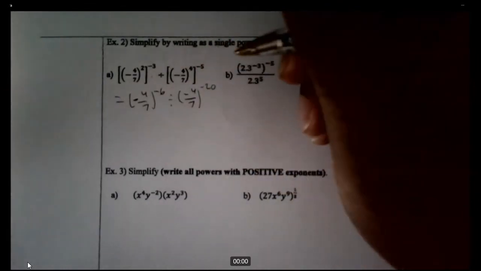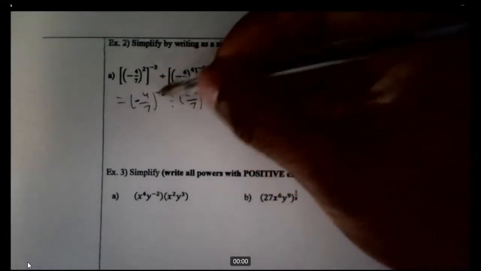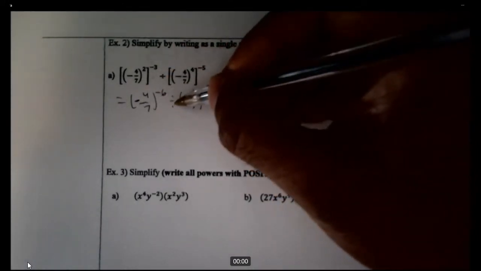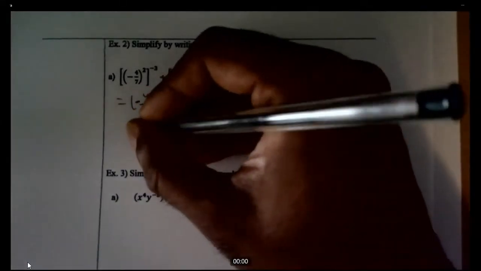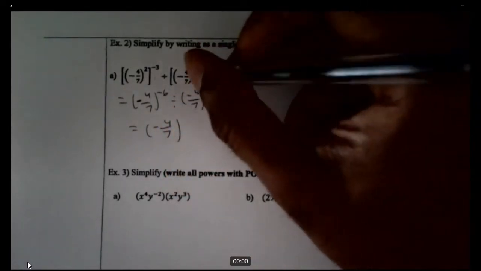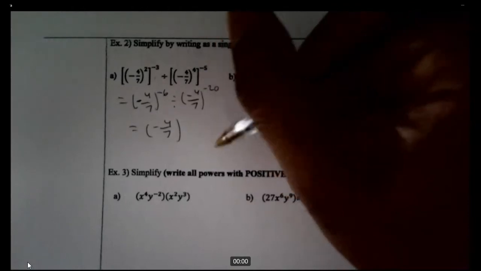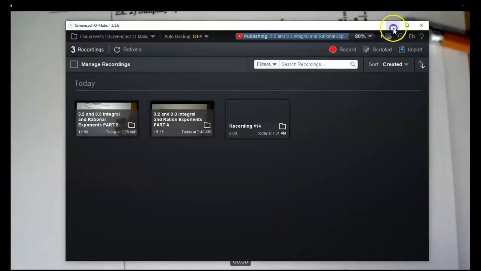Okay. So now what you're going to do is you got the same base, and you're dividing. So remember, you can just subtract then. You can subtract the exponents. So equals negative 4 over 7, and negative 6 minus 20, which gives you positive, because negative times negative.